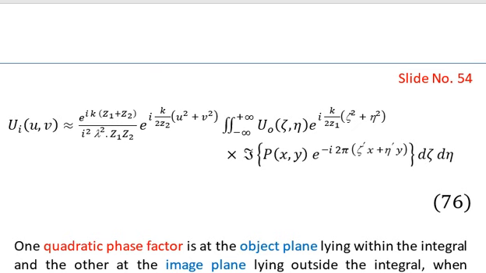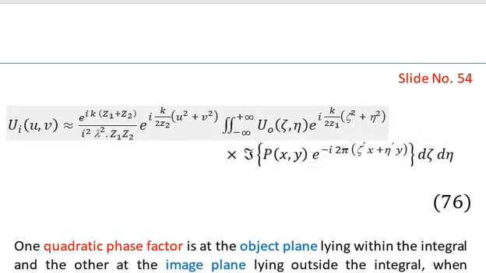Now we are writing the field on the left hand side. You can see that this is the field ui at the output plane, the image plane, as a function of u comma v. These are the quantities we have already explained. And of course we have plugged in the value of kappa from equation number 66, and this is the full expression for the field.